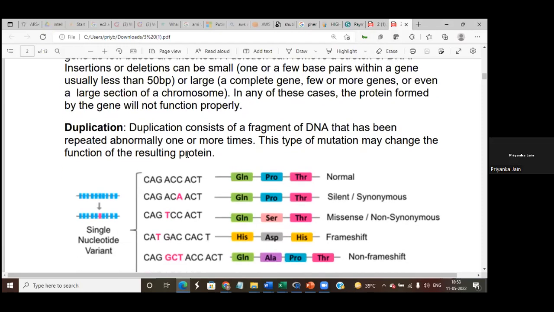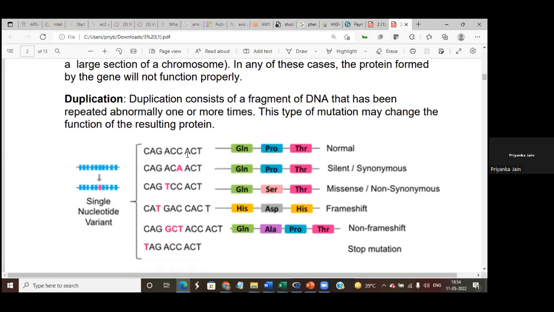Now the other type of mutation is duplication. In a duplication, a region of a DNA fragment gets duplicated, repeated abnormally one or more times, meaning more than one copy of the fragment. This type of mutation may change the function of the resulting protein. So duplication of a DNA fragment also leads to a change in the function of the protein.